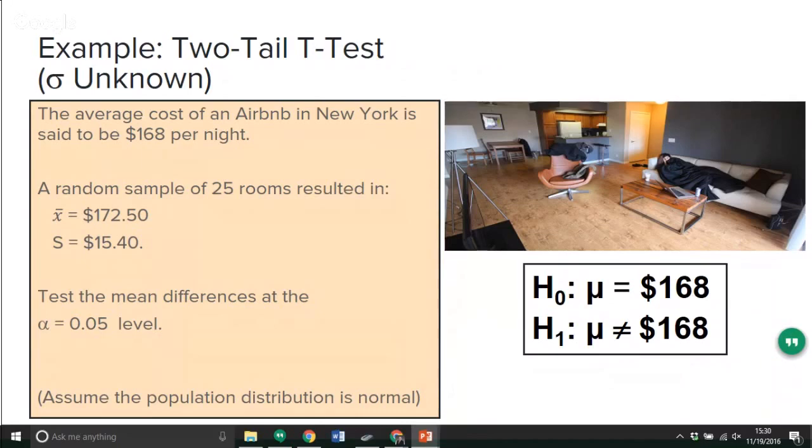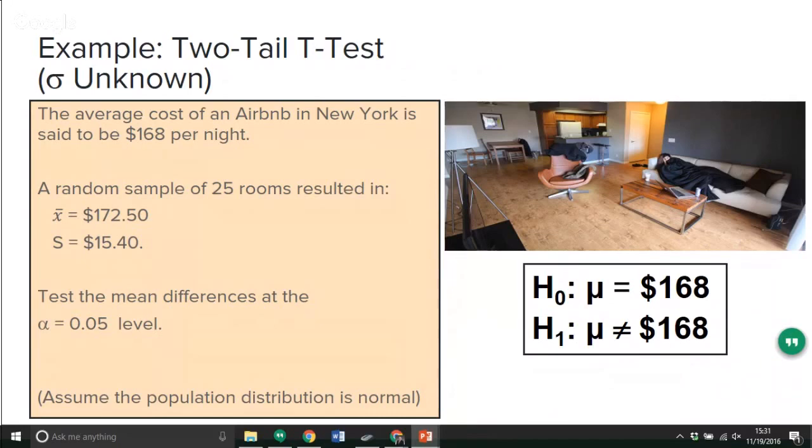We have an average cost, and it is said to be. And we want to know if that is true, if the average cost is about $168 a night. So that would essentially be our mu in this instance, our hypothesized population mean that we are testing. What are we testing it against? We are testing it against our sample, which we go out and collect. So we randomly sample 25 rooms, and we find that X bar, our sample mean, is $172.50, and our sample standard deviation is $15.40.